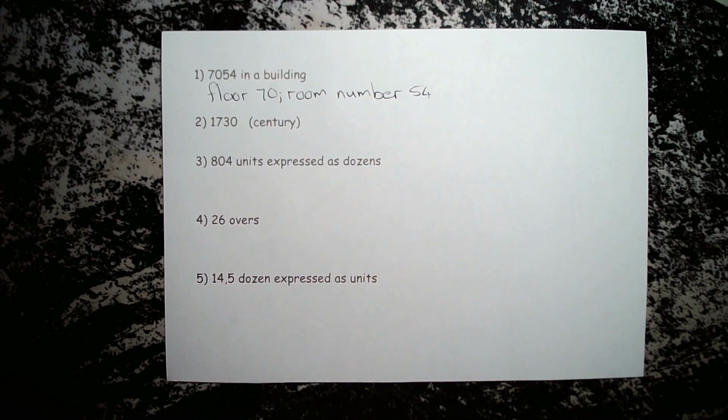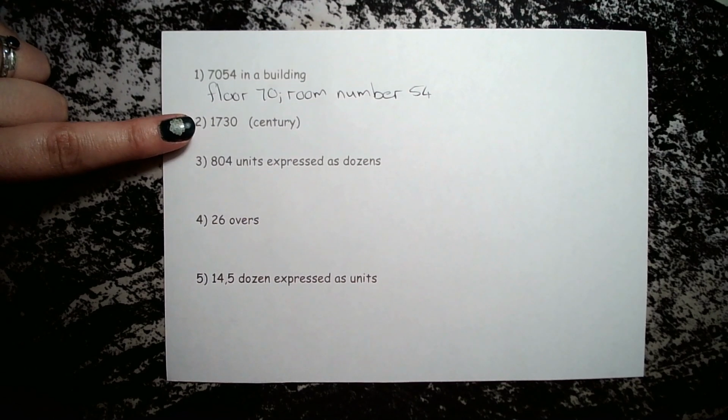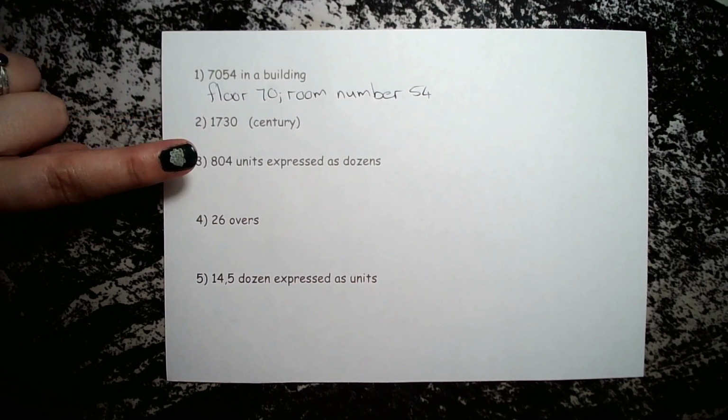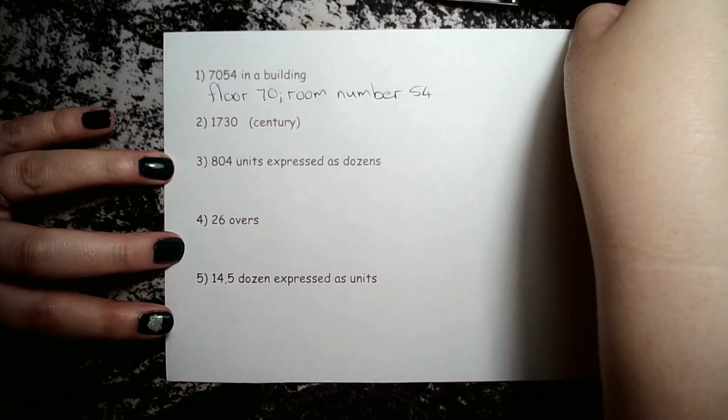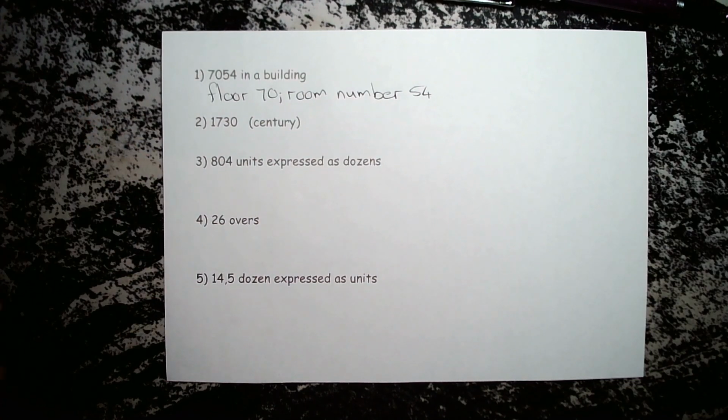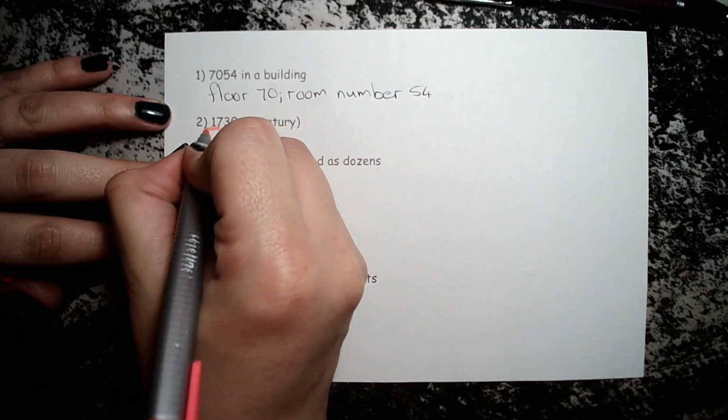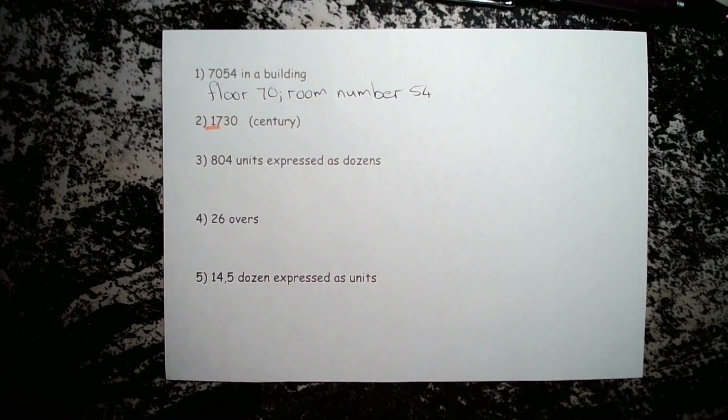Now, if I ask you for the year 1730, what is the century? What you need to look at is the first two numbers. You'll be looking at that. Here is where the problem comes in though.